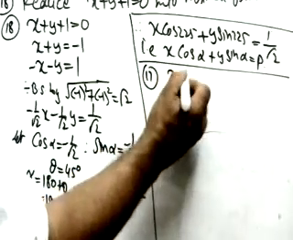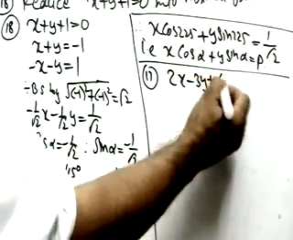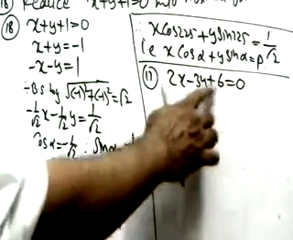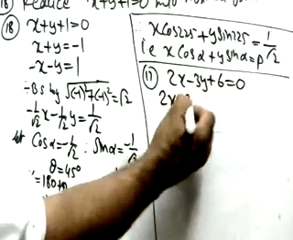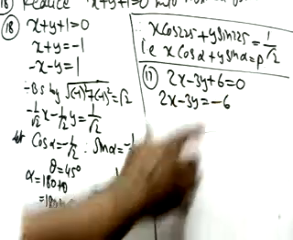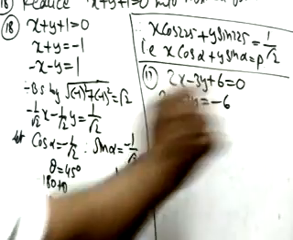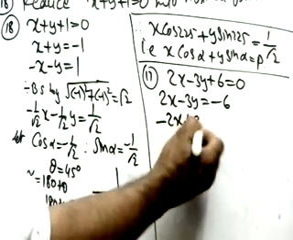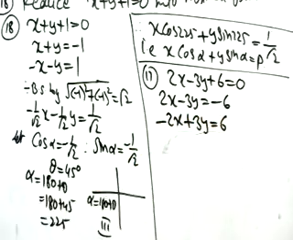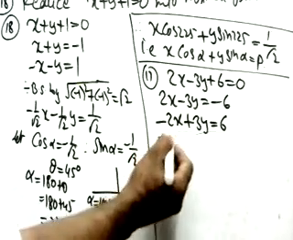Let me try one more question. Suppose the 17th one is 2x minus 3y plus 6 equals 0. As I just explained, bring this 6 to the other side. It will be minus 6. 2x minus 3y equals minus 6. But we want plus here, so multiply by minus. Minus times minus 2x is plus 2x, minus times 3y is plus 3y, minus times minus 6 is plus 6.